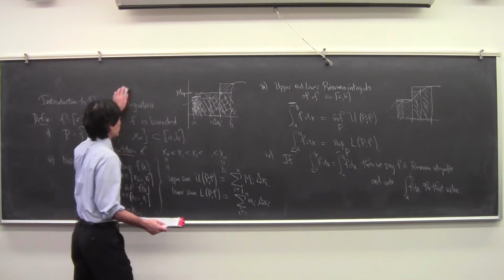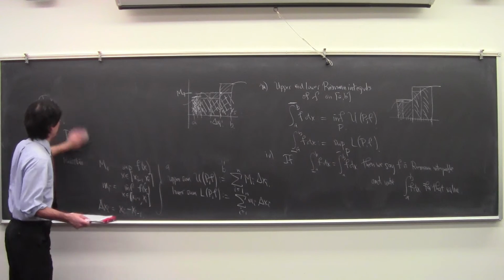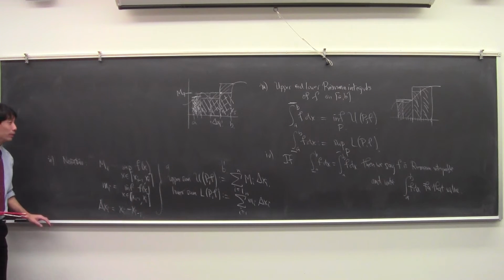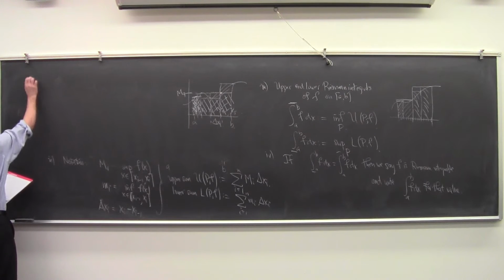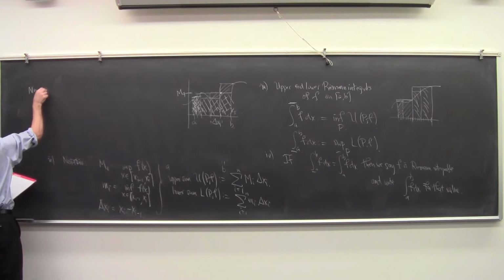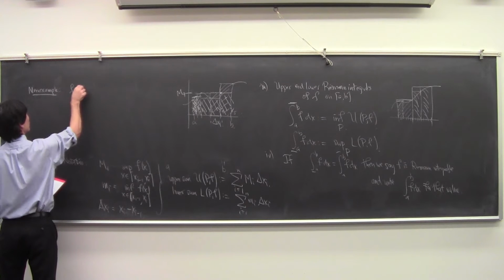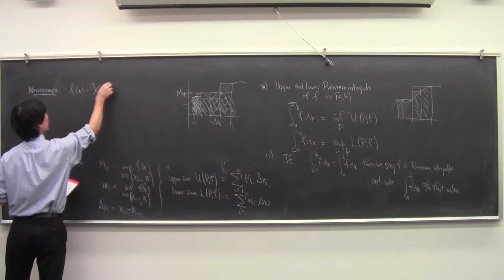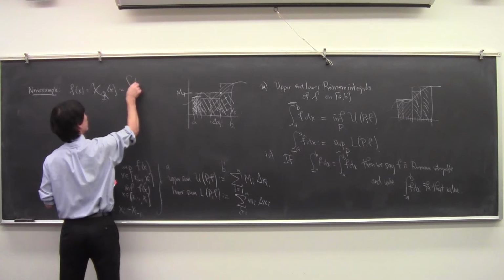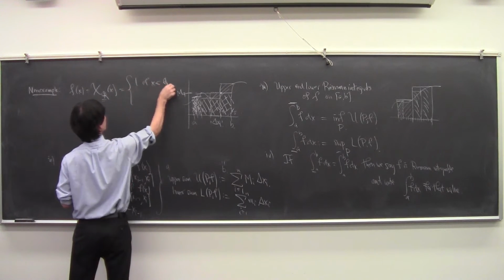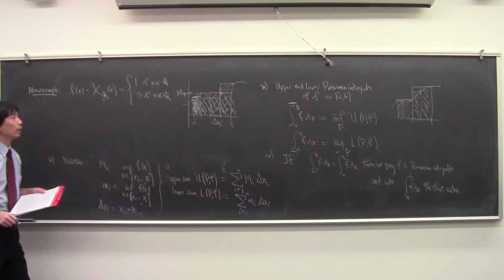So I think one way to get a good sense of this definition is to look at something that is not Riemann integrable. And so let's throw up a non-example. So let f of x be the characteristic function of the rational numbers. Okay, so it will give you a 1 if x is rational, but it will give you a 0 if x is not rational.